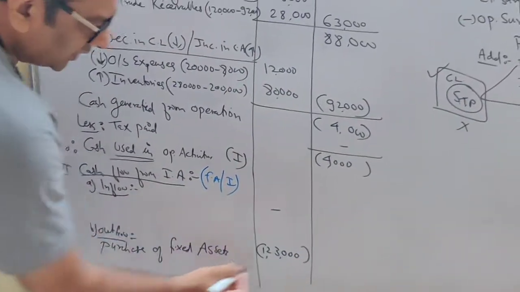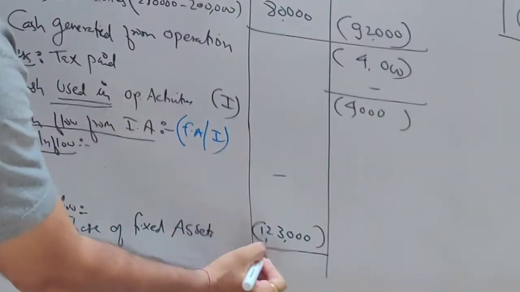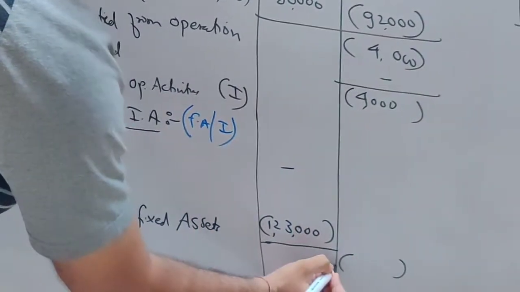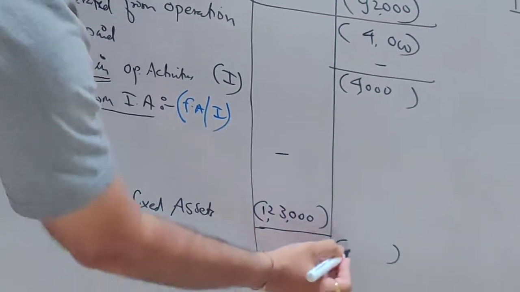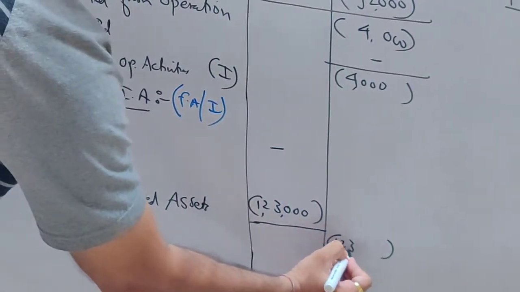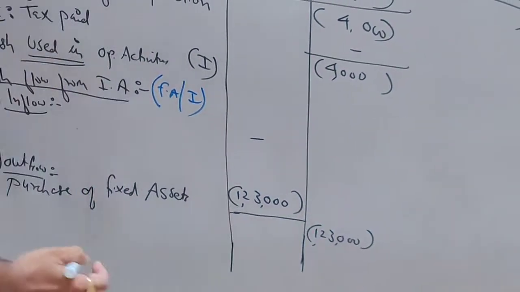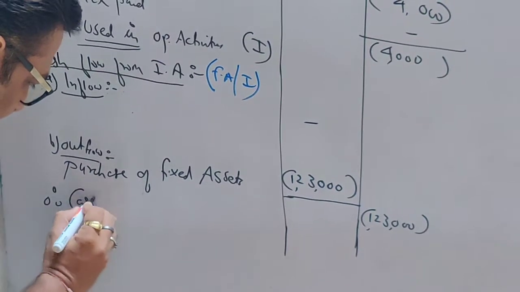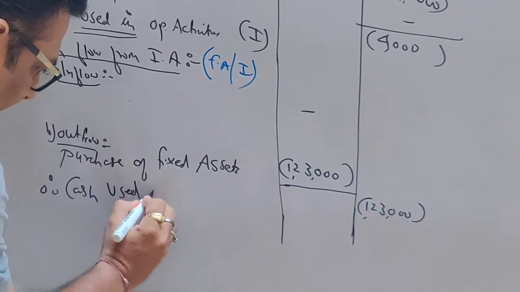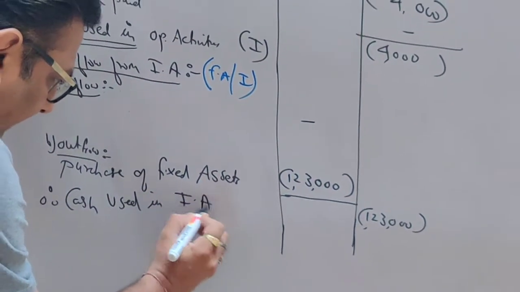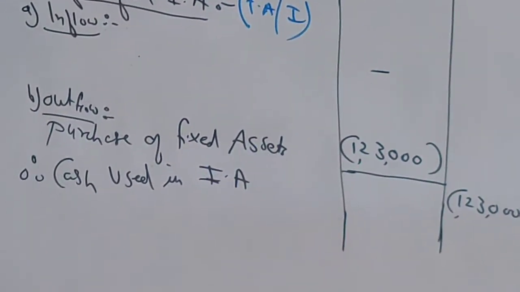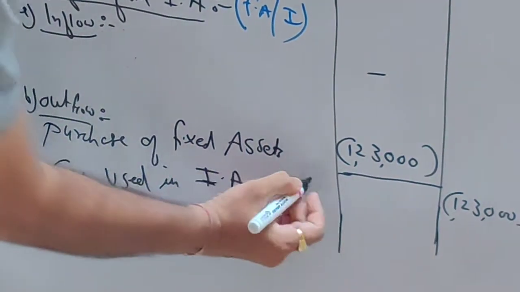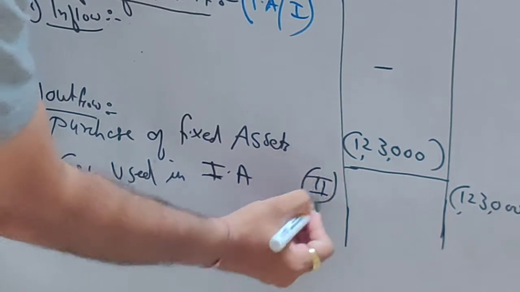There is no inflow. There is only outflow. So your final answer you will write in outer column in bracket 1,23,000, and it is negative. So you will have to write it as cash used in. Whenever it is negative, write it as used in. Cash used in investing activity. This is your second answer.